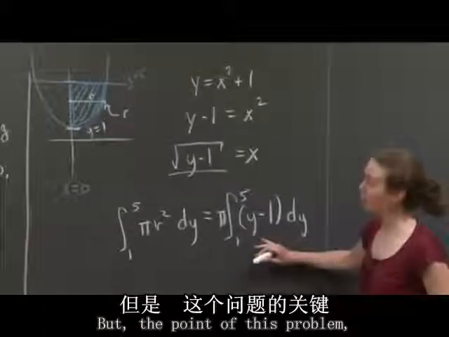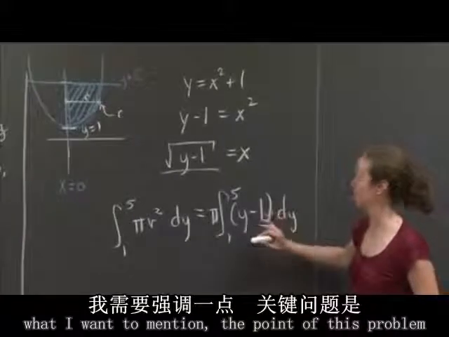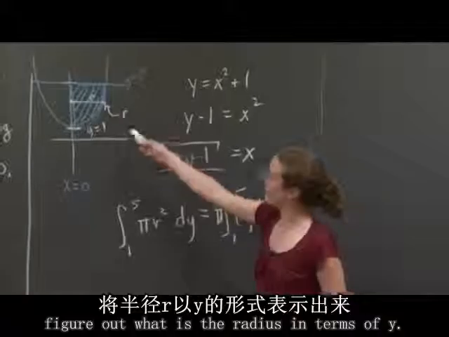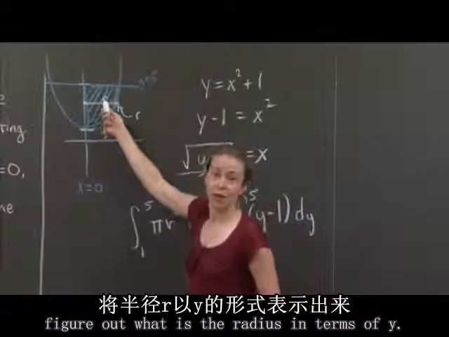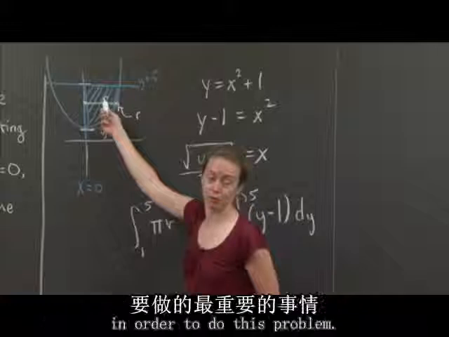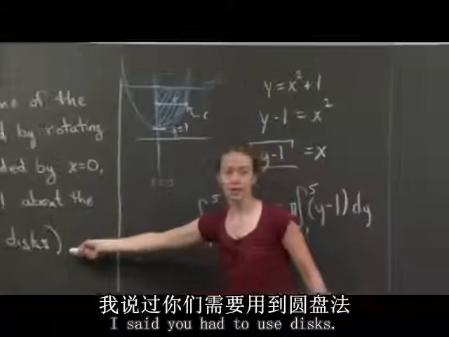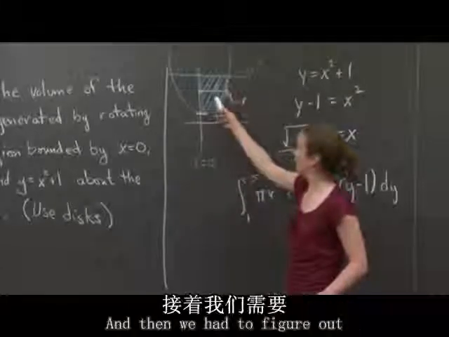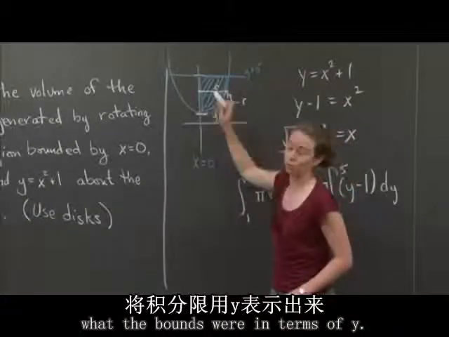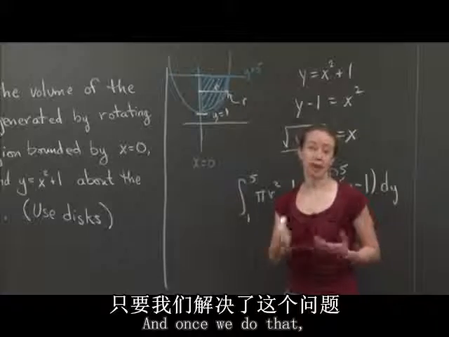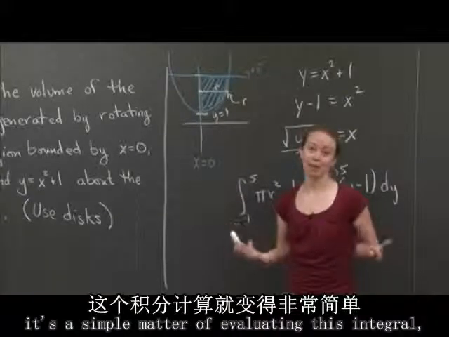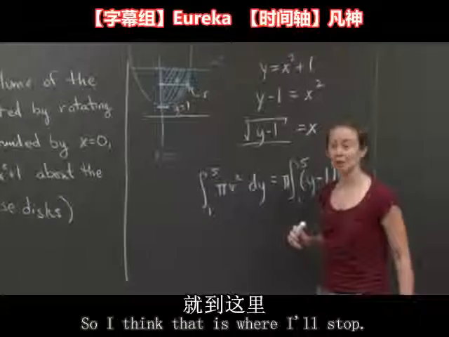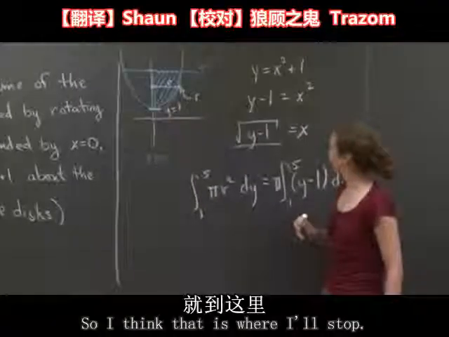The point of this problem is that the main thing we had to do was figure out what the radius is in terms of y. I said you had to use disks, so we had to figure out the radius in terms of y, and then we had to figure out the bounds in terms of y. Once we do that, it's a simple matter of evaluating this integral to find the actual value. So I think that is where I'll stop.